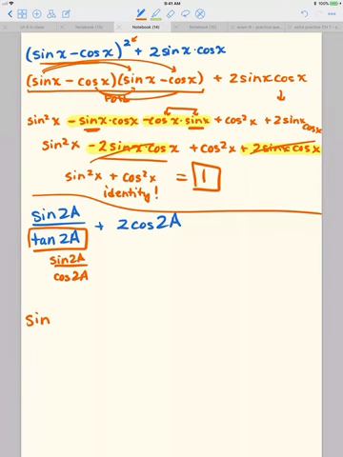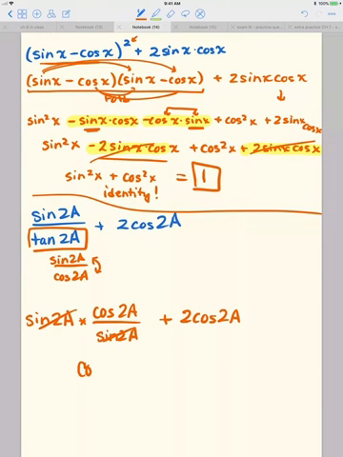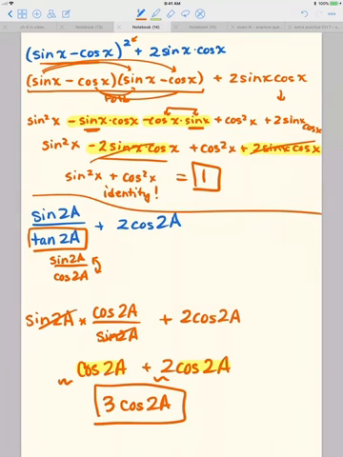So if I rewrite the numerator and multiply by the reciprocal of the denominator, I get cosine of 2a over sine of 2a, and then I'll add 2 cosine of 2a. My sine of 2a divides to 1. I'm left with cosine of 2a plus 2 cosine of 2a, and those are actually like terms. I have 1 cosine of 2a, and then I add 2 more cosine of 2a, so that gives me 3 cosine of 2a quantities. Final answer.